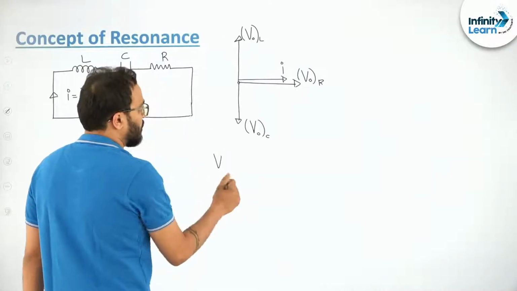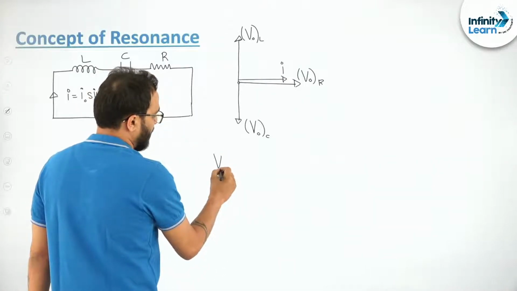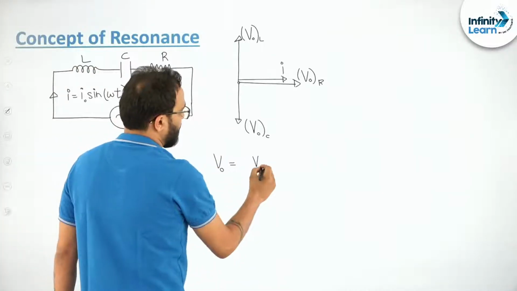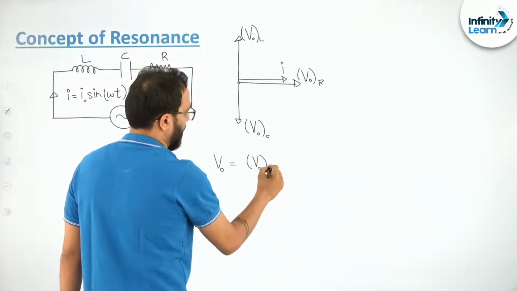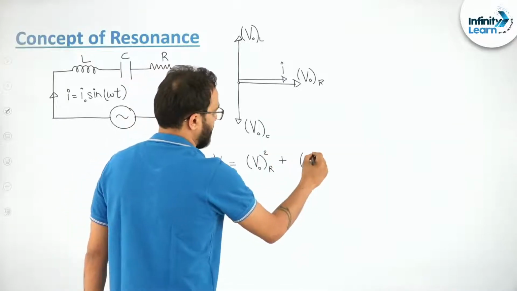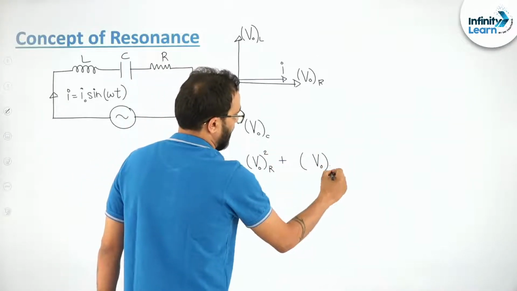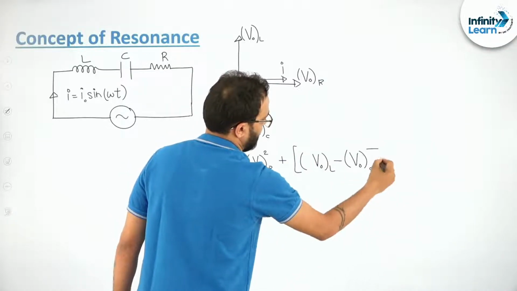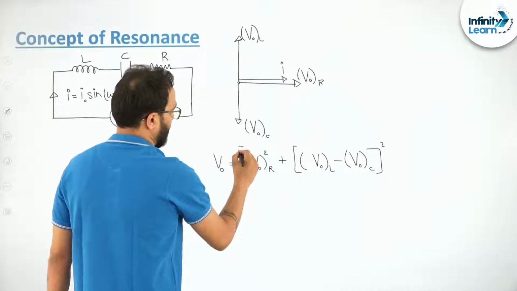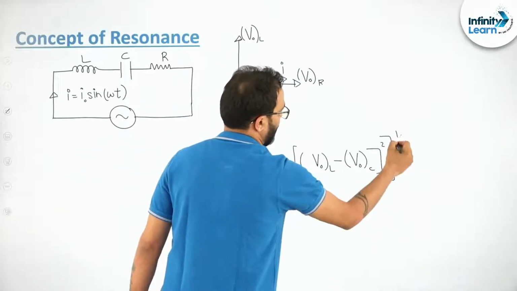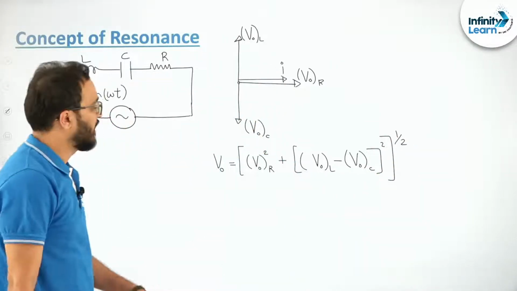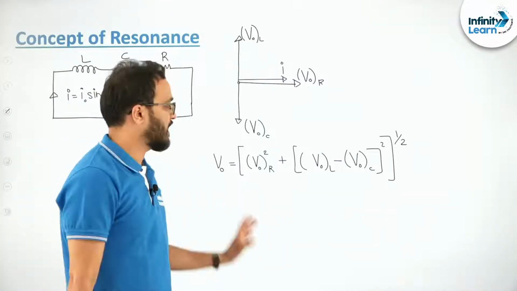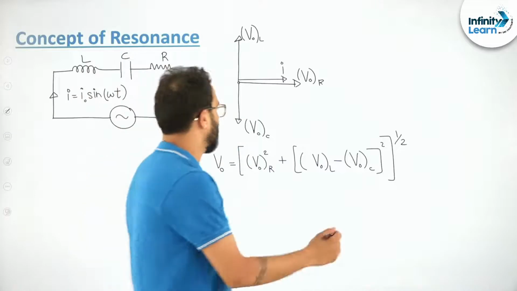Still I am writing, no problem. V naught, the overall peak value of the potential drop in the circuit, becomes the square root of V naught R whole square plus V naught L minus V naught C whole square. So these things we have already studied. In the previous videos, if you are not understanding this, you can go and watch my previous videos and understand this concept, students. Now let's move ahead.